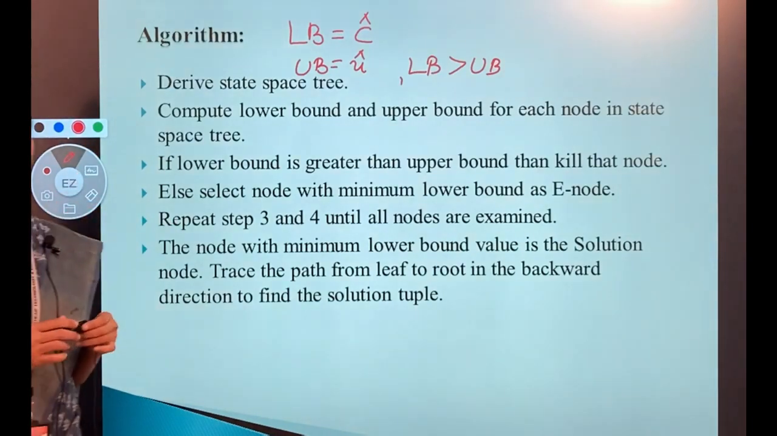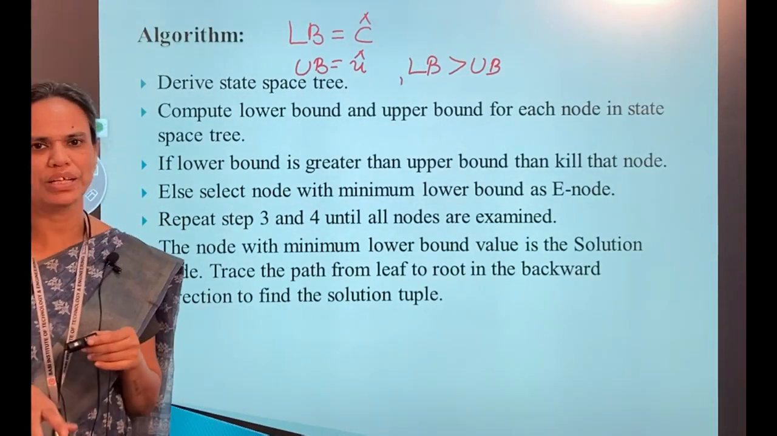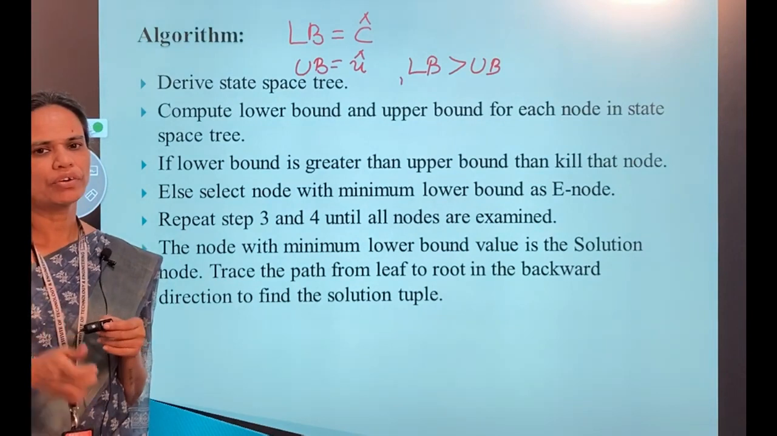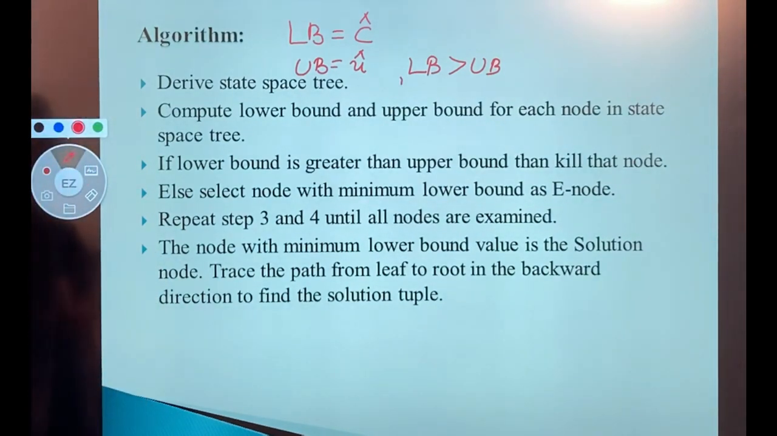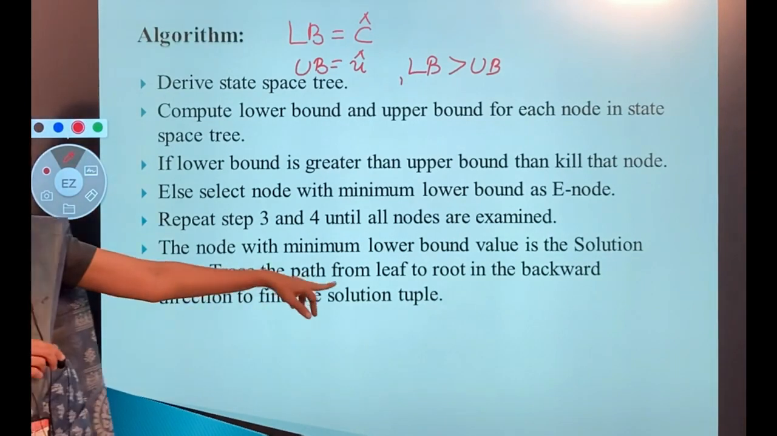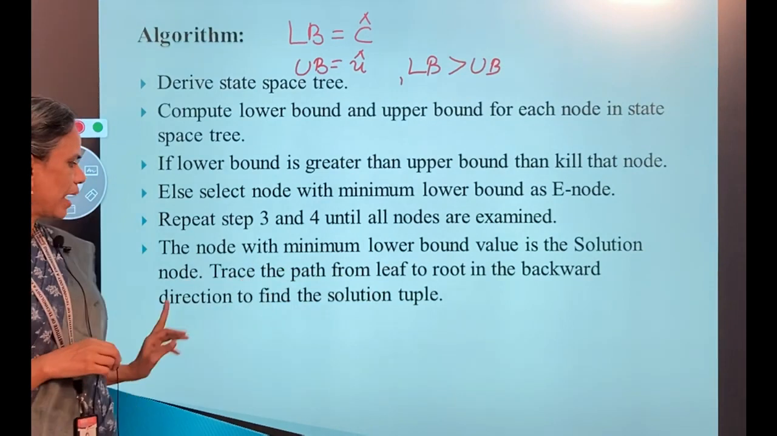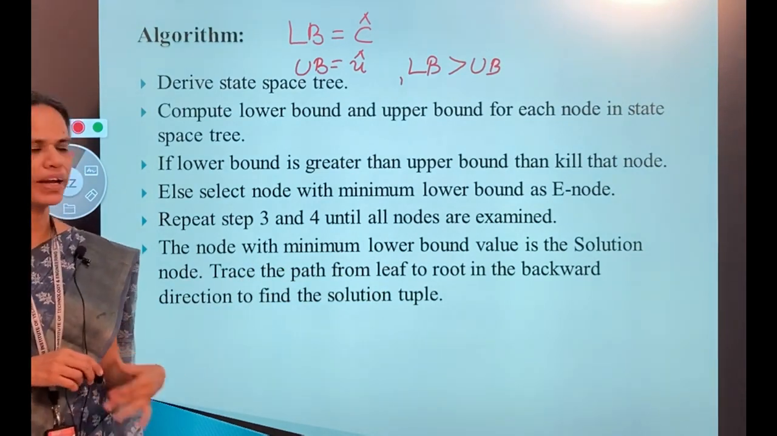Next, finally, after all the objects can be included into the knapsack, we have to find the solution by including or not including each object into the knapsack. Finally, trace the path from leaf to root in the backward direction to find the final solution.